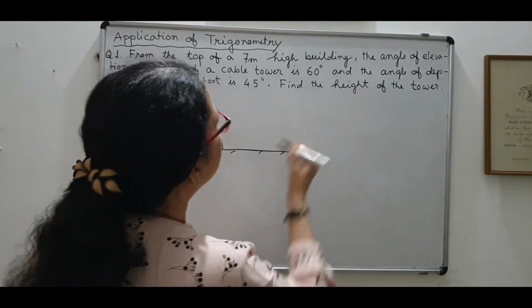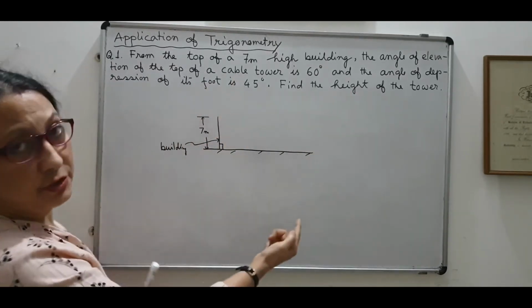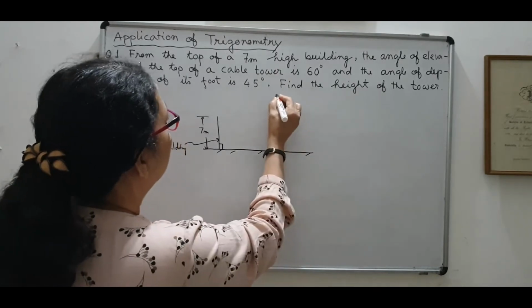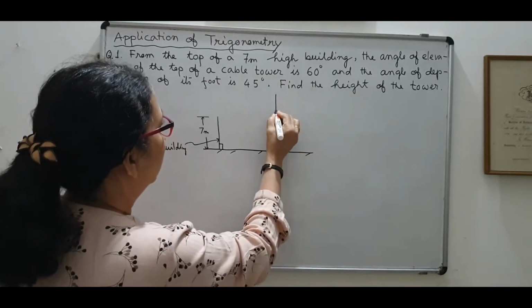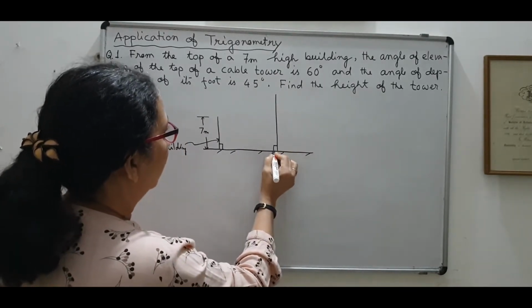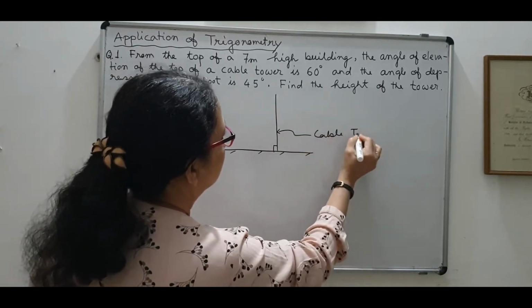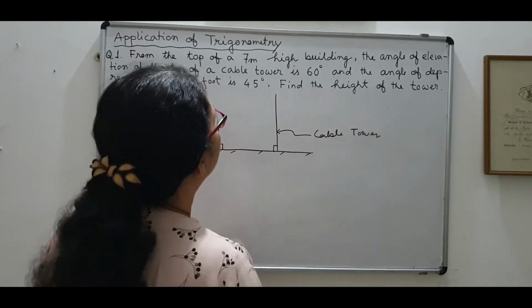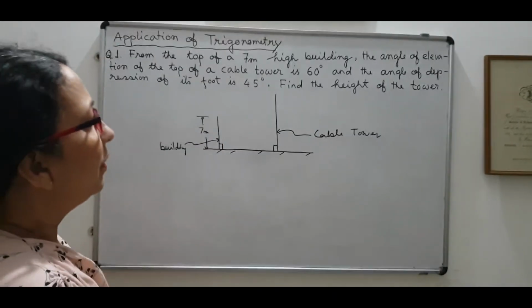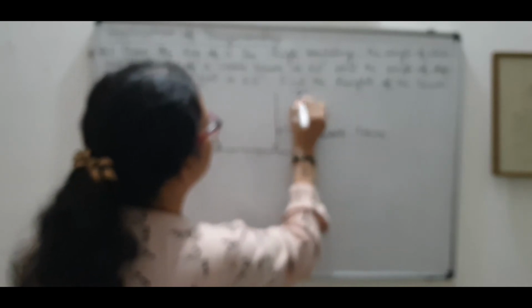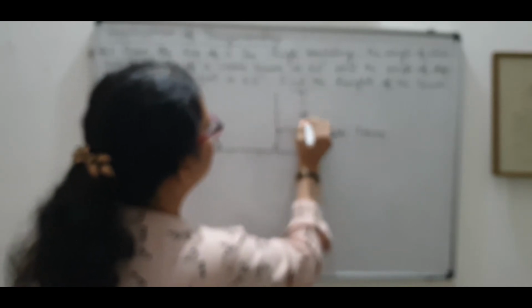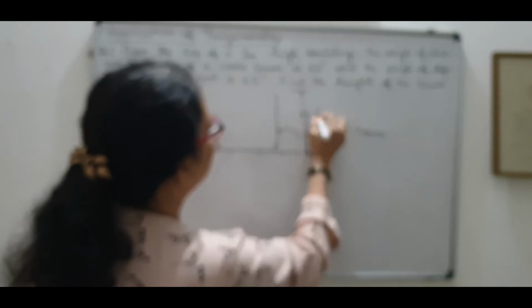And there is a tower. Cable tower will be taller than the building. So this is the cable tower. Now we have to find the height of this cable tower. That is, this is the total height of the cable tower. We have to find out.